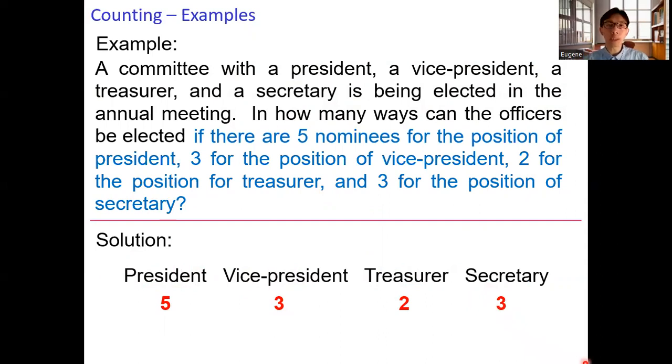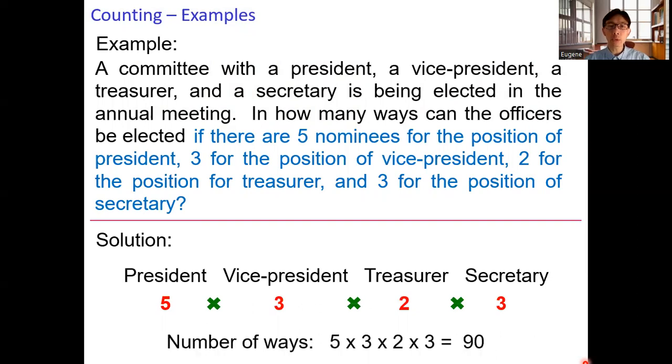We can adopt the multiplicative rule, multiply the numbers together to obtain the number of ways these officers can be elected. So the number of ways is equal to 5 times 3 times 2 times 3, which is equal to 90.